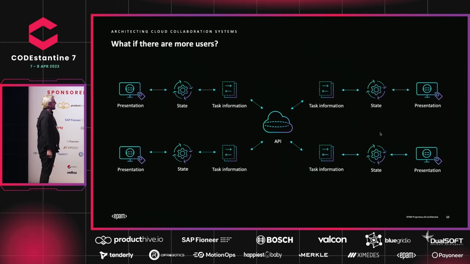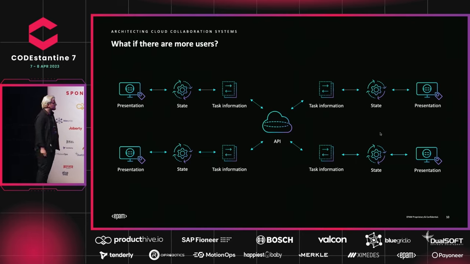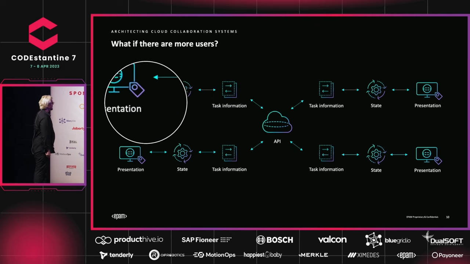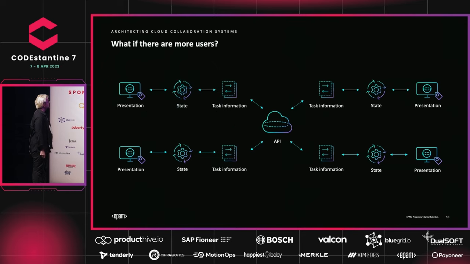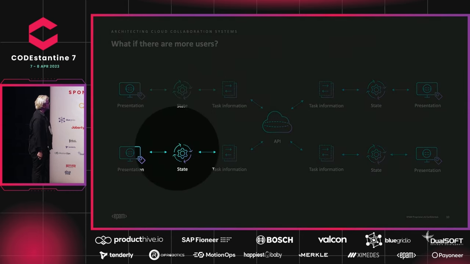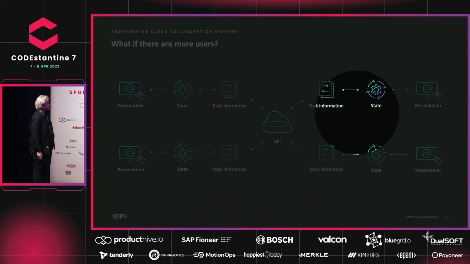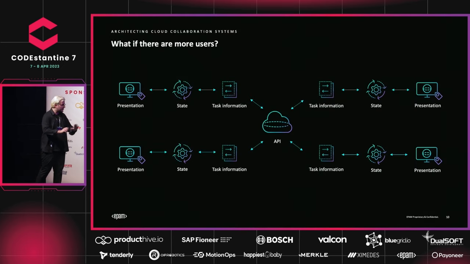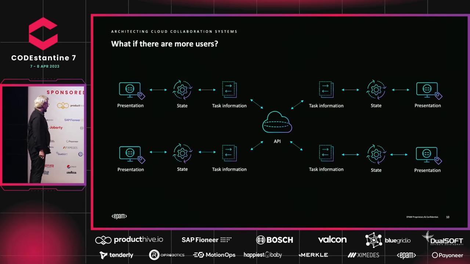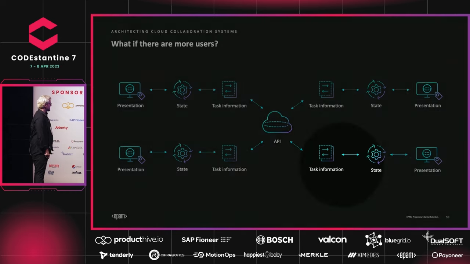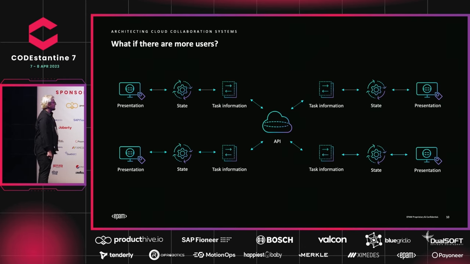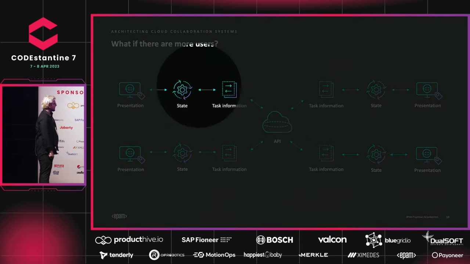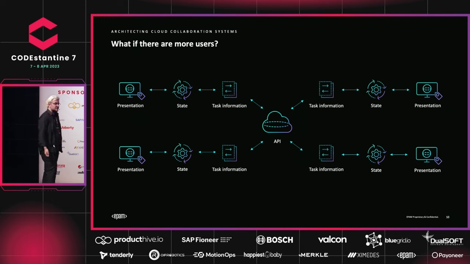And if we take a look at a more complex architecture containing multiple instances, so let's see. Here we have our presentation, right? And it has its own state. And this state, and this state, and this state, and this state are local. They're not synchronized. So if you perform some change on one of the presentations, unless you synchronize it with the API, such that it broadcasts the information to other ones, we cannot actually do anything in terms of the synchronization.